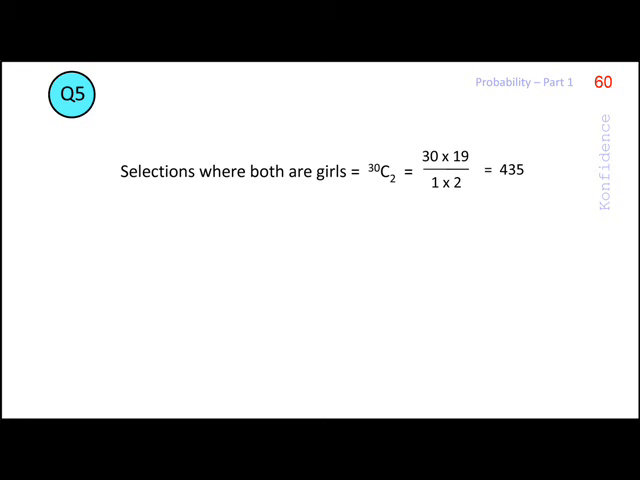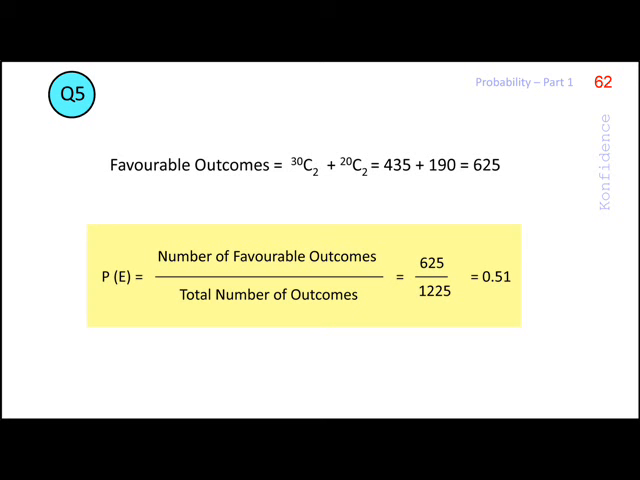There are 30 girls among the 50 students. So, the number of ways in which we can choose 2 girls is 30C2, which will be 30 into 29 divided by 1 into 2 equals 435. There are 20 boys among the 50 students. So, the number of ways in which we can choose 2 boys is 20C2, which will be 20 into 19 divided by 1 into 2 equals 190.